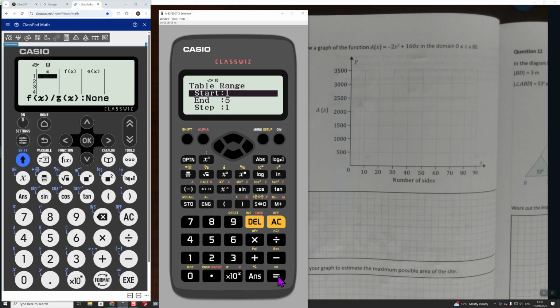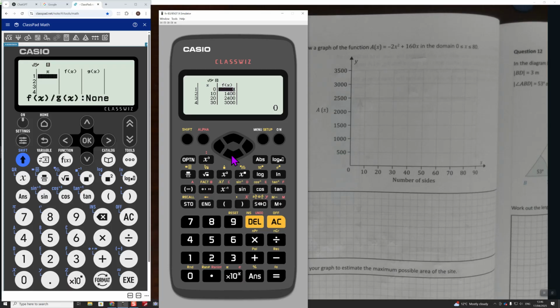Okay, now we say equals, we don't really need a g of x. We won't start at 1, we'll start at 0. And I'll say equals, do you want to end at 5? No, I don't. I want to end at 80. Do you want every single value? No, we want to step in steps of 10. Okay, and we let it rip, calculate them all in one go.